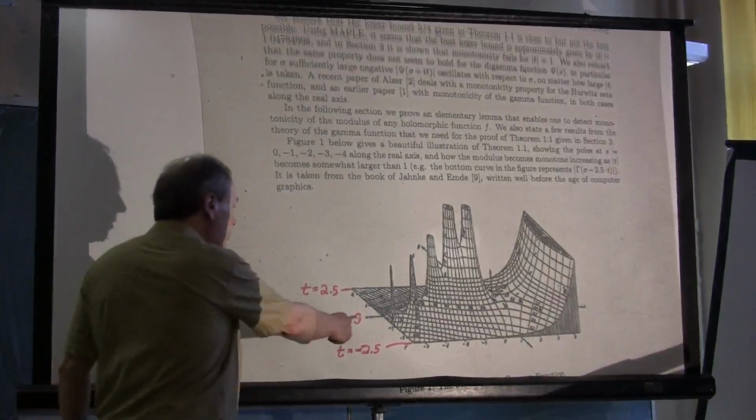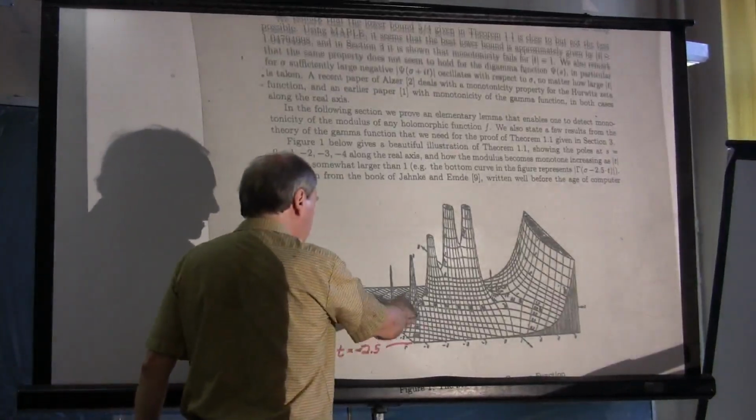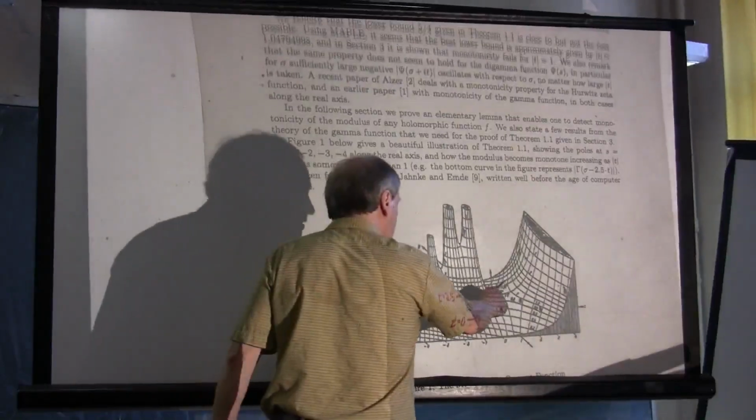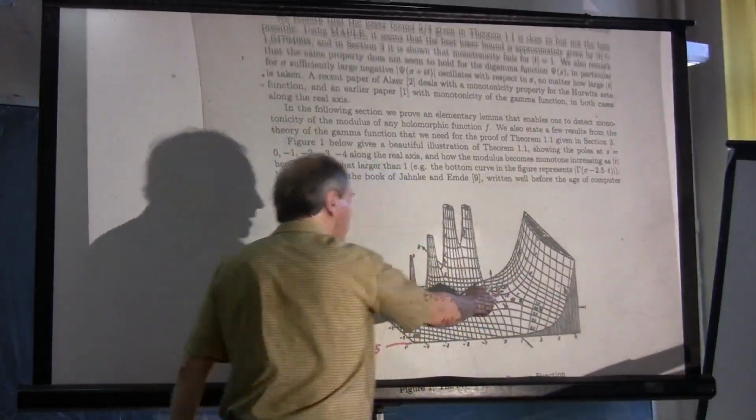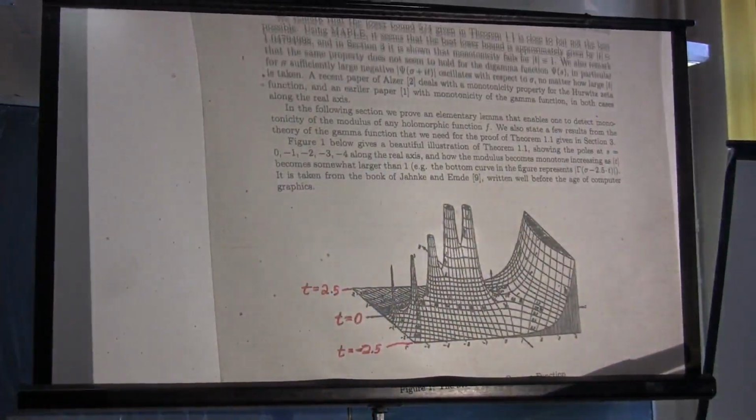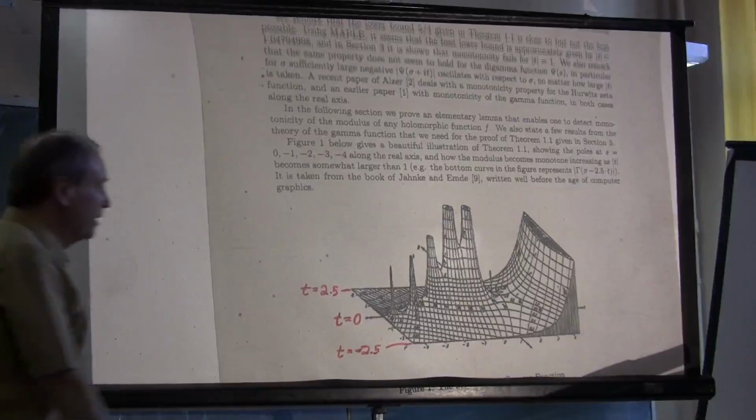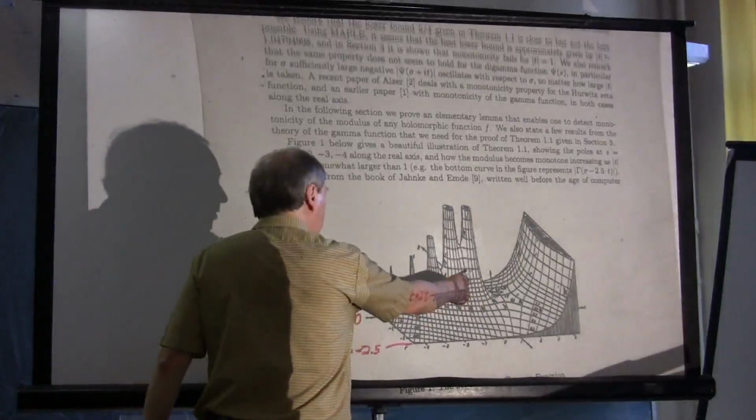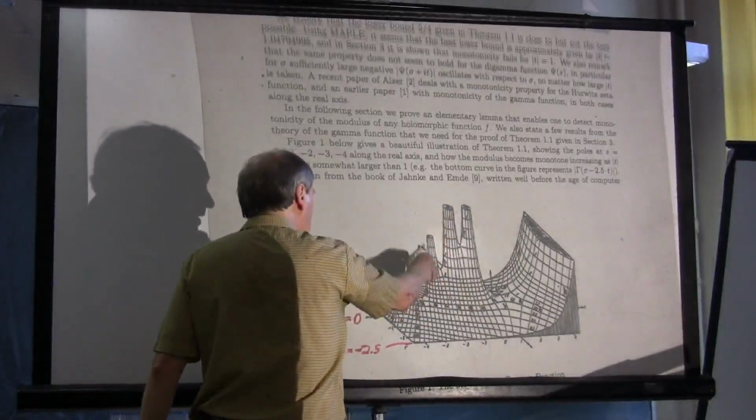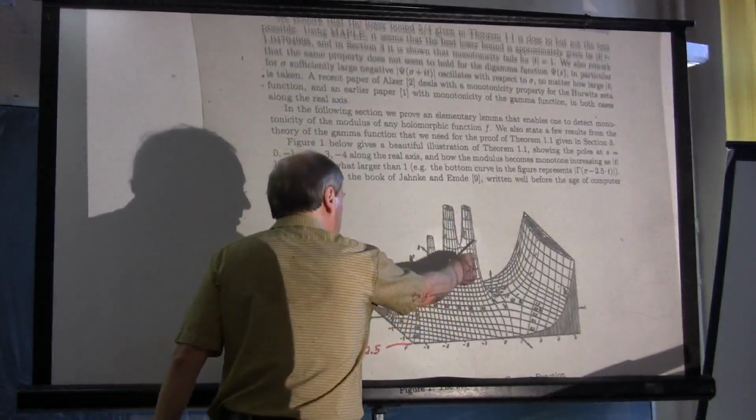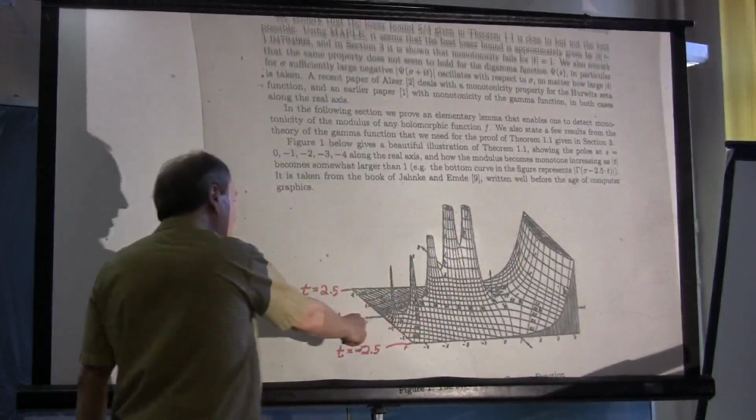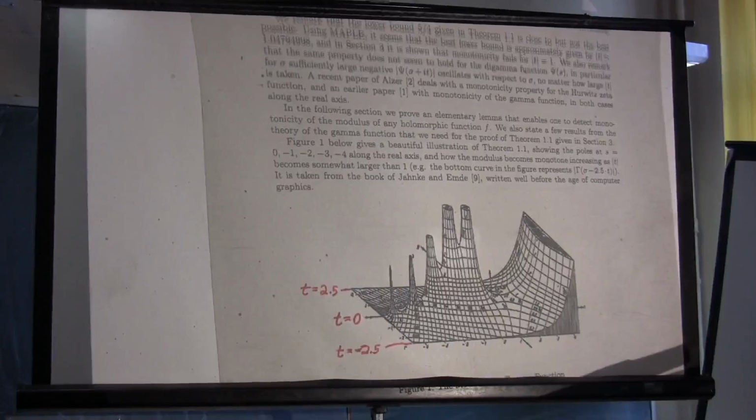And along t equals 0, along the real axis, here is just the factorial. So gamma of n plus 1 would be n factorial at integers. Nicely monotone increasing, but horribly badly behaved along the real axis. You have poles at every negative integer. 0, minus 1, minus 2, all these poles.